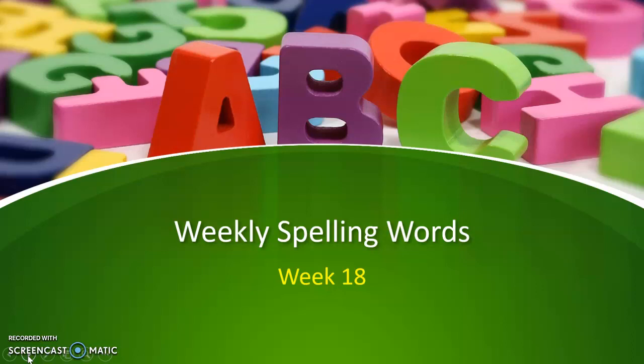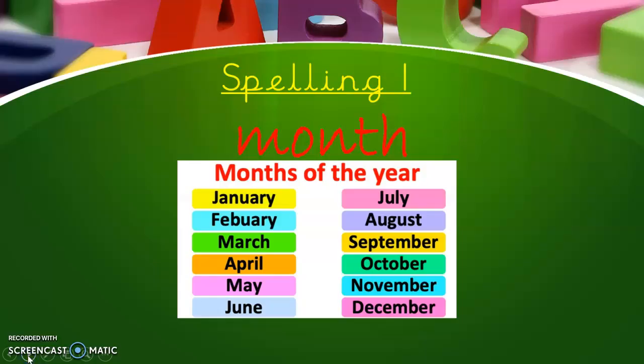So here we go, let's see what we're learning this week. Spelling 1 is month. There are 12 months of the year, there they all are. This week's sound is U, but this week it isn't spelt with a U, it's spelt with an O. So every time you hear a U this week, try and spell it with an O.